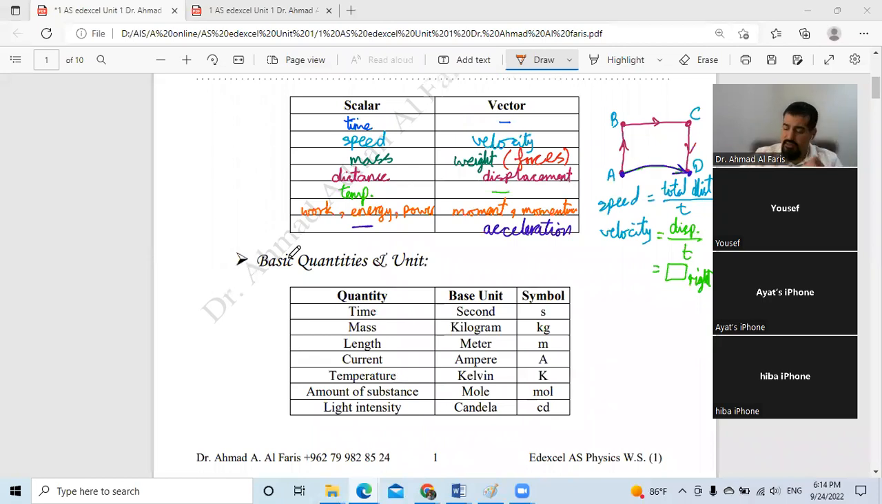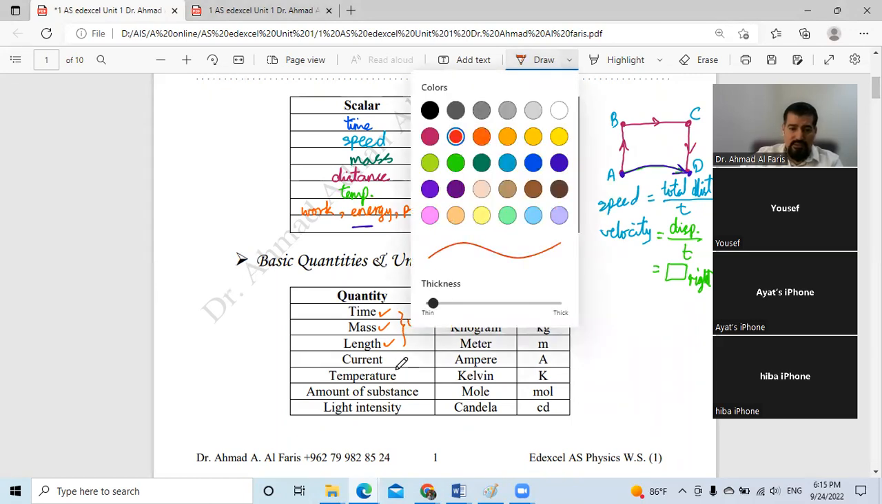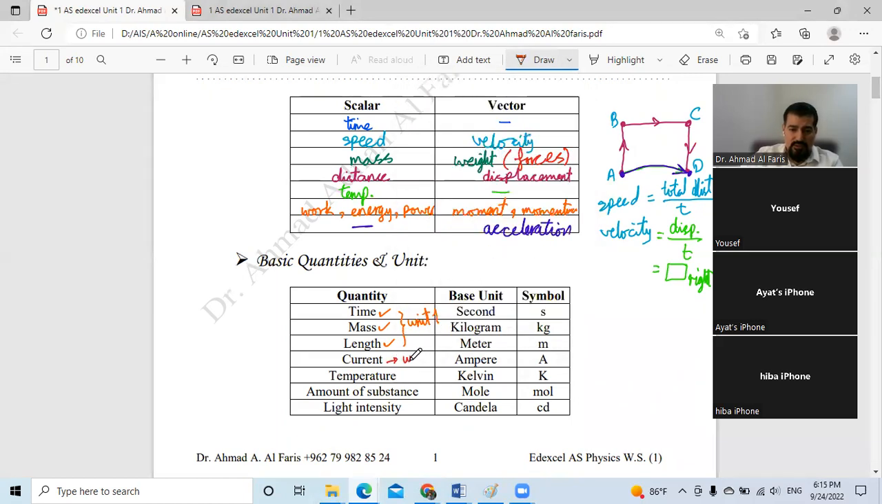And these are 6, okay, 7 actually, but 6 in the old syllabus, in the new syllabus there are 7 different quantities that are the basic in physics, which are the time, the mass, the length, the current. The first 3, the time, mass, and length, they will usually ask about in unit 1.